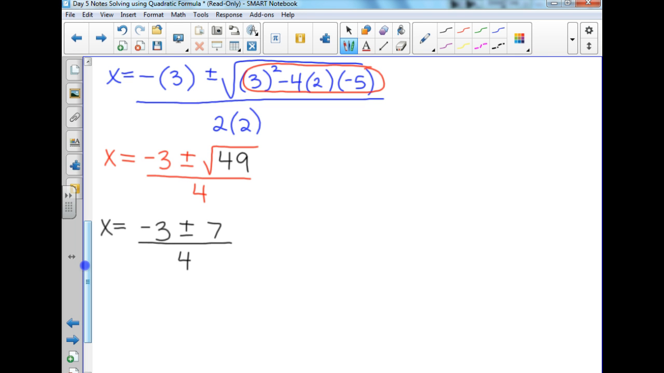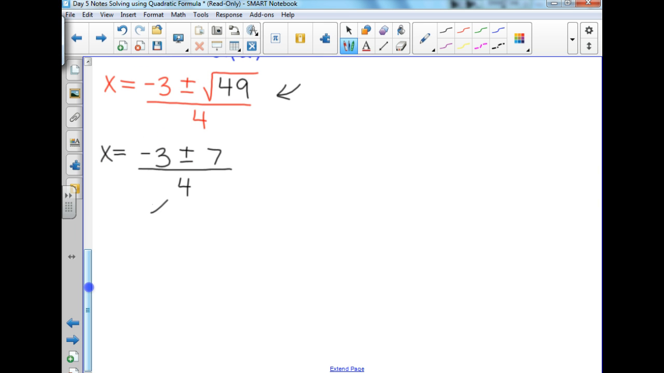So if you get a perfect square, like this one, you're going to split this up into 2 answers. So one answer is going to be x equals -3 plus 7 over 4, and then x equals -3 minus 7 over 4. You don't split up that plus or minus until the very end. Sometimes you don't split it up at all. It's only if you have a perfect square you split up the 2 answers.